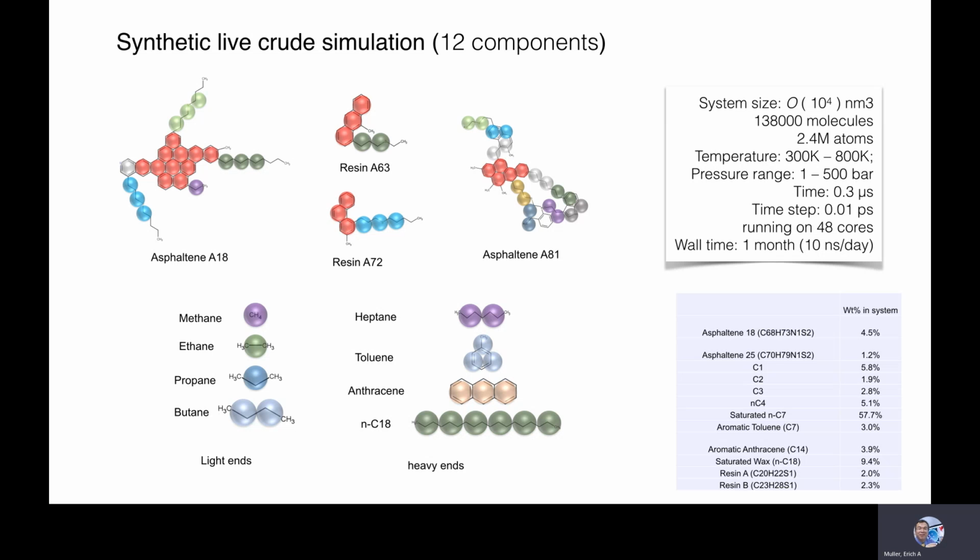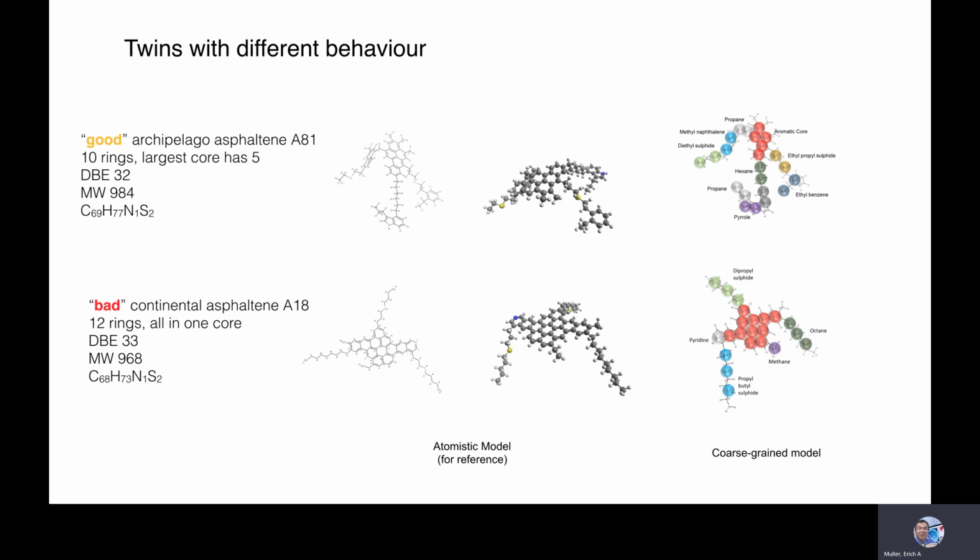One of the things that we wanted to study was the effect that the morphology of the different asphaltenes had on their propensity to precipitate. You can see that there are two asphaltenes in this slide, which I'll zoom in on next. These two asphaltenes are almost isomers of one another. The top one is what's called an archipelago model, and the bottom one is called a continental one.